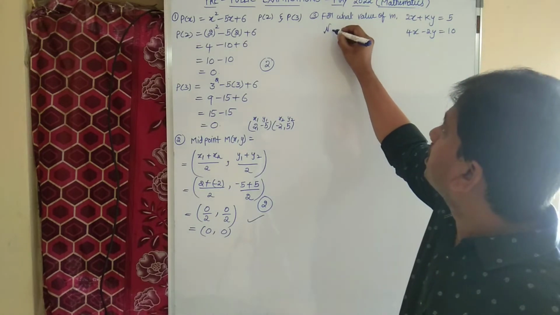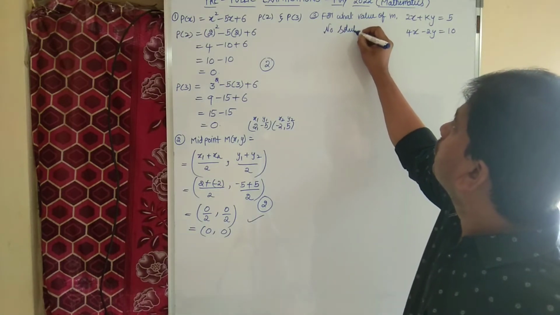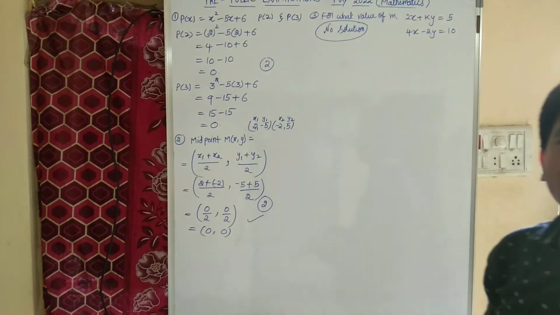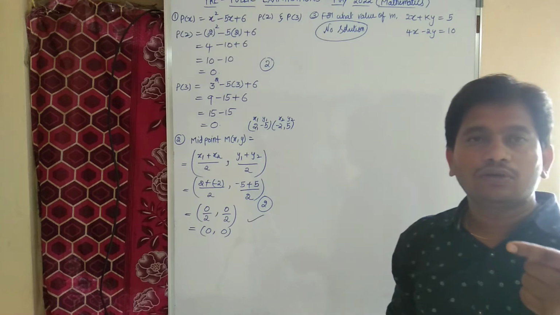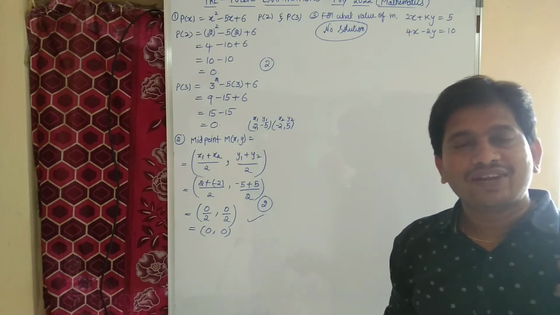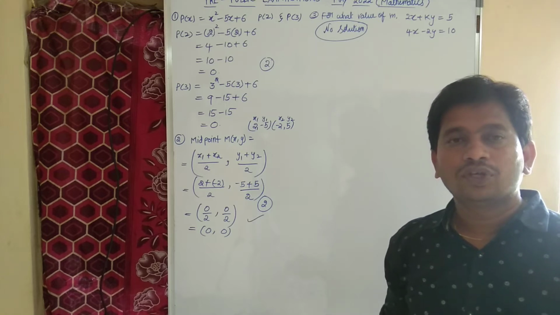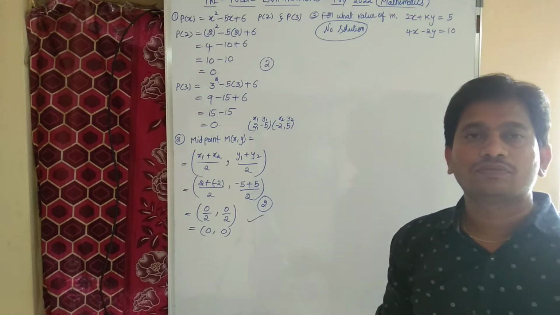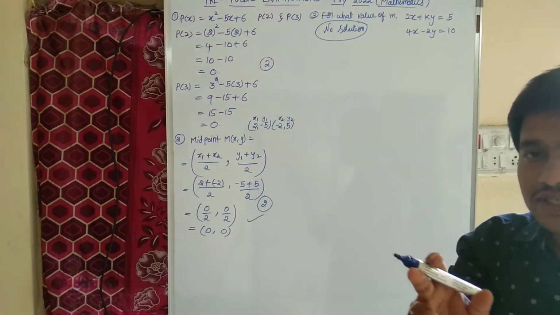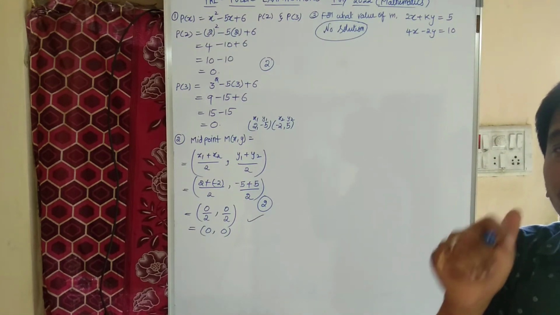Children, what is the condition here? The condition is no solution. When will you get no solution, children? If the given pair of linear equations are parallel. If they are parallel, they will not intersect anywhere. You will not get any solution. Okay, children? No solution is nothing but the given pair of linear equations being parallel lines. What is the condition for parallel?